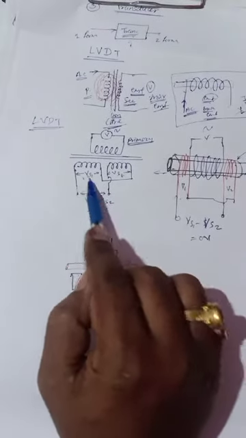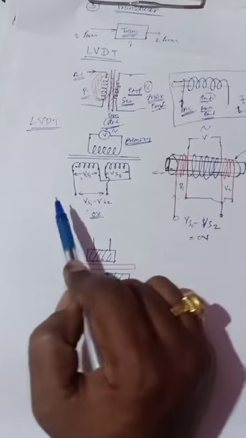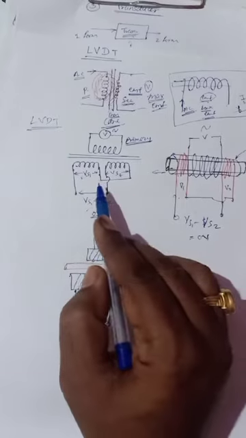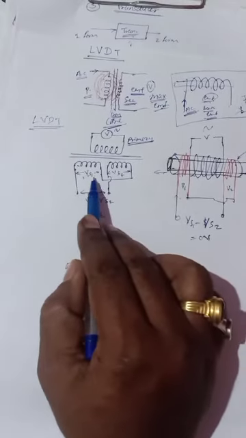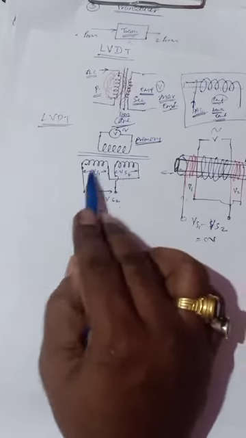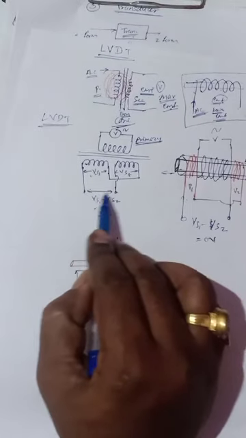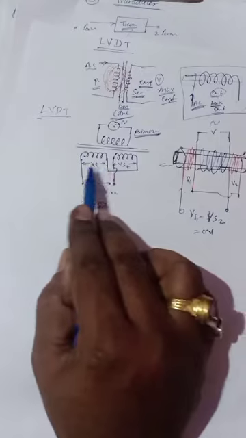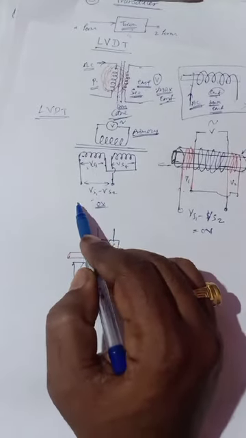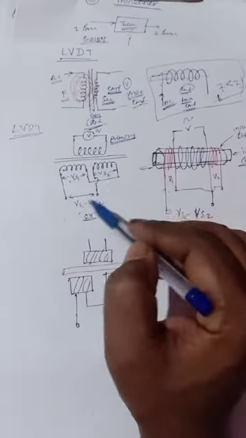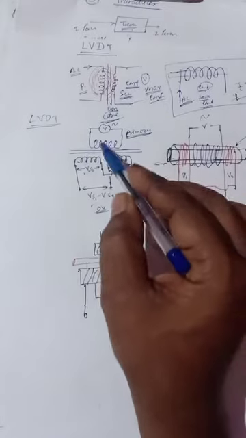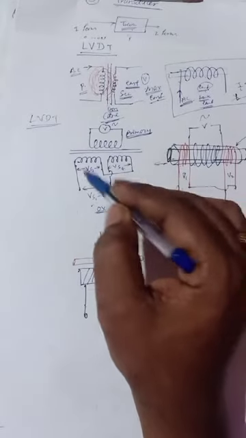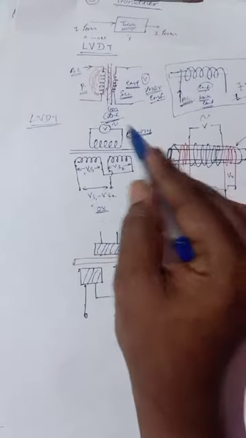So that's why the name is given differential transformer. Why is the name given differential? Because there are two coils connected out of phase, so that we get a voltage equal to the difference between the two secondary voltages. Okay, so this is the logic diagram of this LVDT.